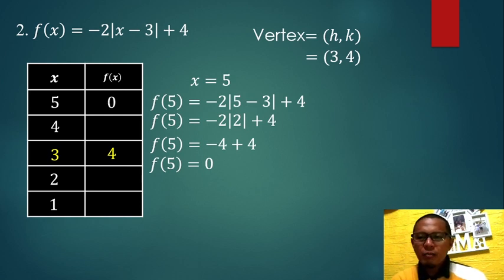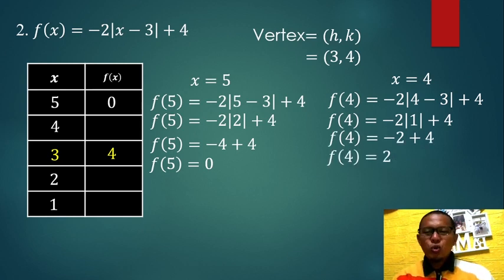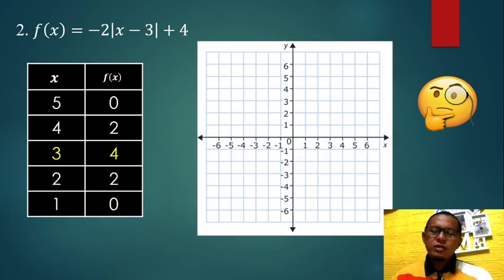How about the pair of positive 4? If x is positive 4, then your f of x or y is what? That is 2. Very good. If you continue, the pair of 2 is 2 and the pair of 1 is 0. Again, if you want to solve the pair of 2 and 1, same steps, right? So let's graph. Let's plot all the ordered pairs.